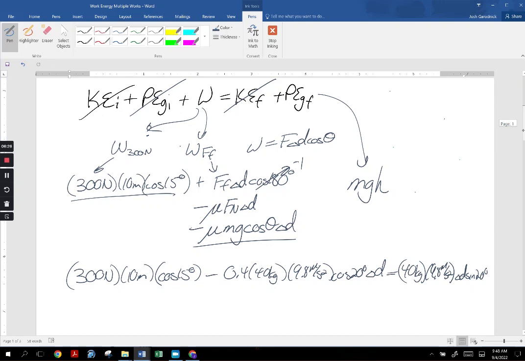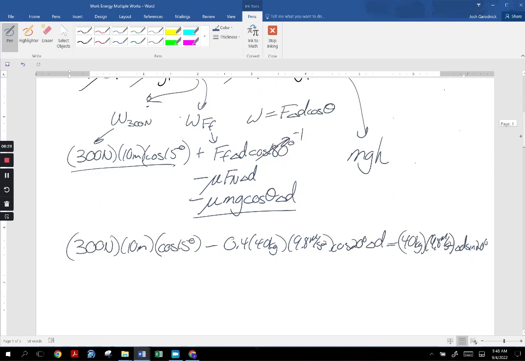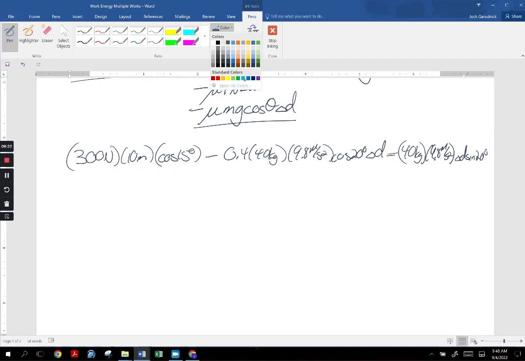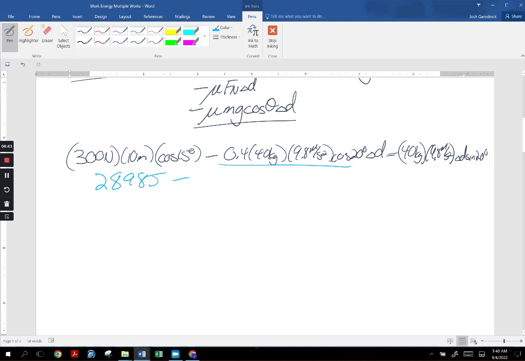And now what I've got going on here is a beautiful equation. Please don't solve this in one step. Please, right? Take your time. Okay, the 300 times 10 cosine 15, that turns out to be 2898 joules. This whole shebang-a-bang here, multiplied by delta D, you get 147 newtons times the distance. On the right, 40, like some people panic here, 40 times 9.8, but then there's a delta D and a sine 20. What do I do?